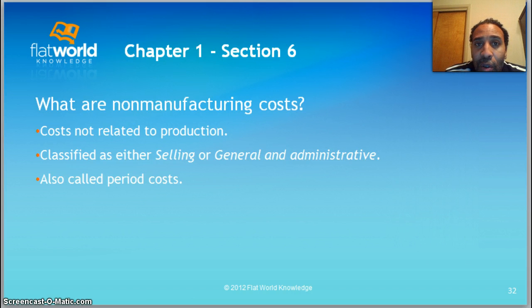None of those individuals are involved in the creation of the desk, but they are involved in other functions that are required to either keep the company running or to sell the desk, right? Without the salespeople, how are you going to sell the desk? You can make the best desk ever and let it sit there in the warehouse until eternity. They're also called period costs, so remember that for future reference.